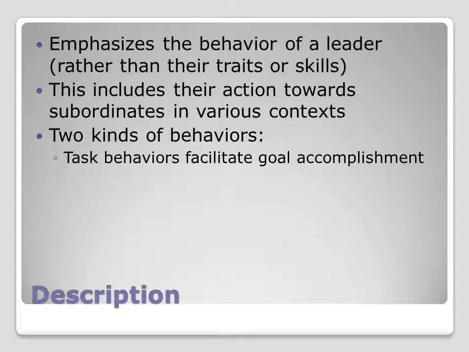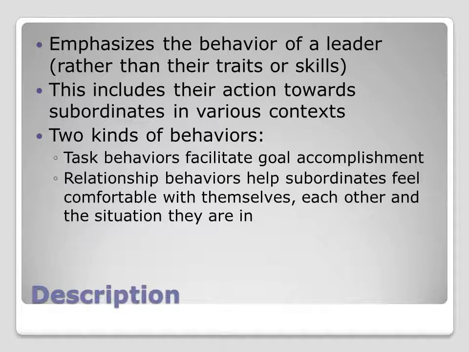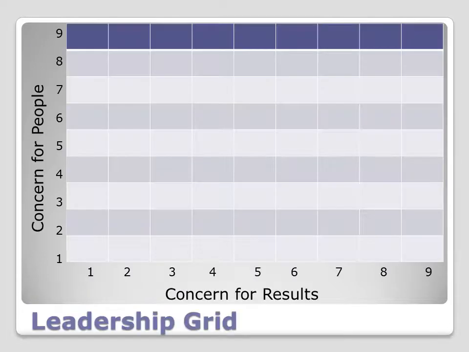So two main kinds of behaviors in the style approach to leadership. Task behaviors, which facilitate group accomplishment. So in other words, these are the things that help get things done. And the second is the relational behaviors. And these are the things that help the people you work with, we'll use the term subordinates here, even though that's probably a little demeaning, feel comfortable with themselves, each other, and the situation they're in. So this style approach to looking at leadership looks at those two main behaviors: task, getting things done, and relational, the human side of this.